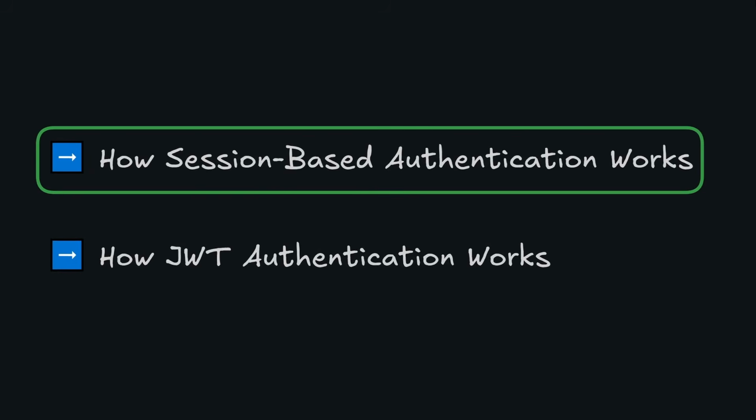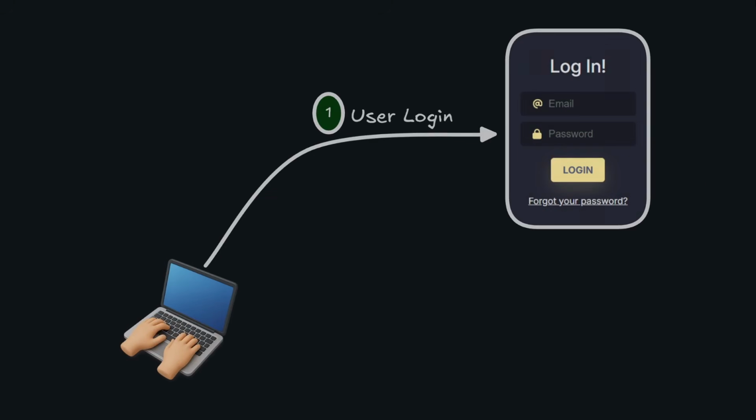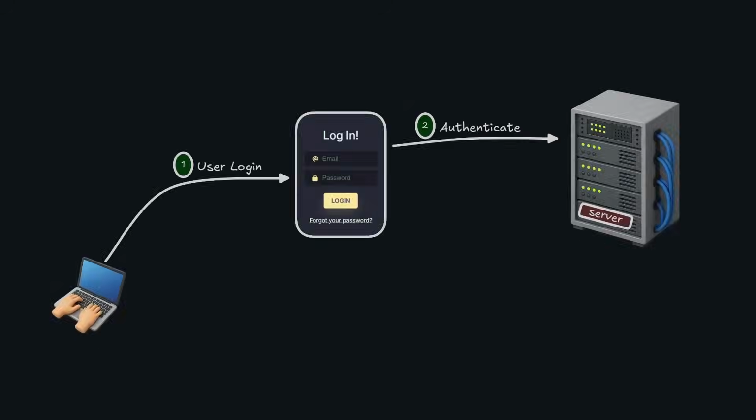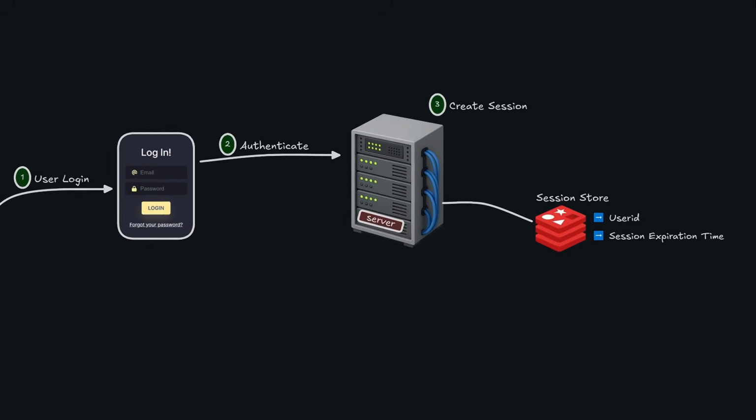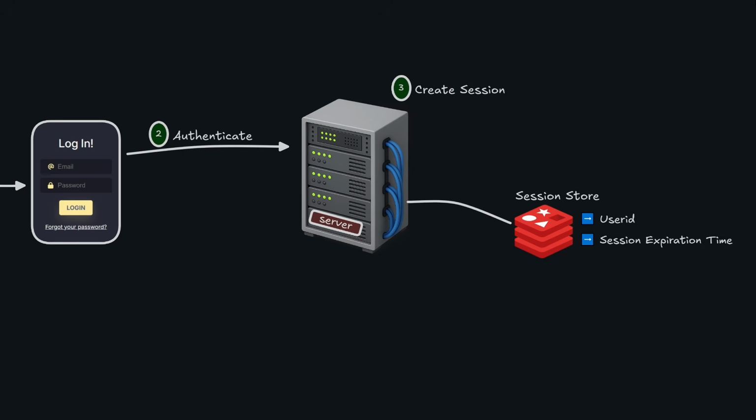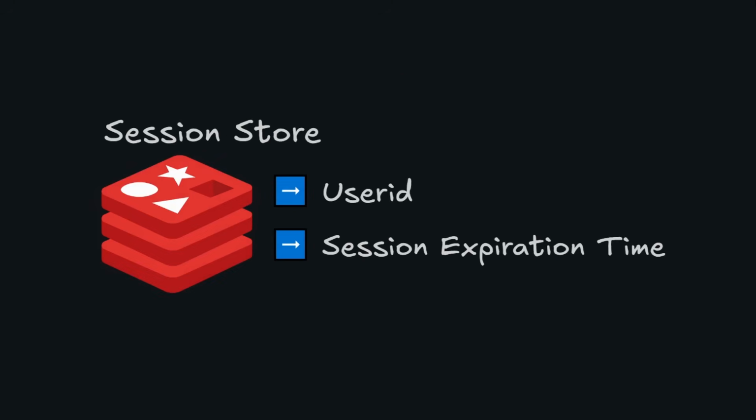First, let's look at session-based authentication. The process usually starts when a user sends their login credentials, like a username and password, to the server. The server checks these credentials, and if they're valid, it creates a session for that user. This session information is stored on the server side. It might be saved in a database or in an in-memory cache system like Redis. Typically, the session data includes things like the user's ID, the session expiration time, and sometimes other metadata.